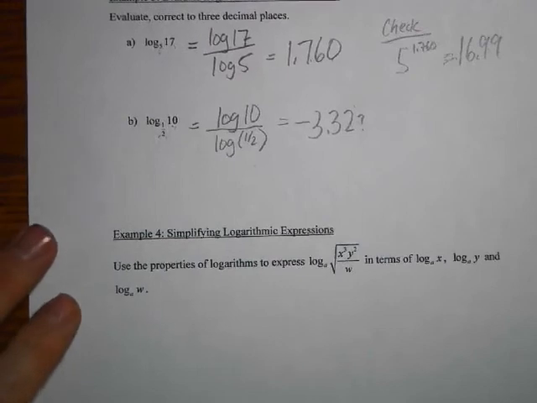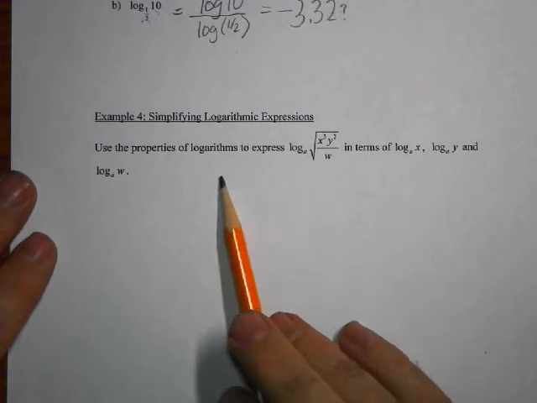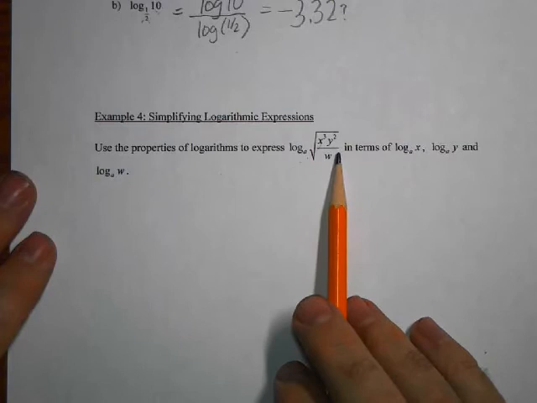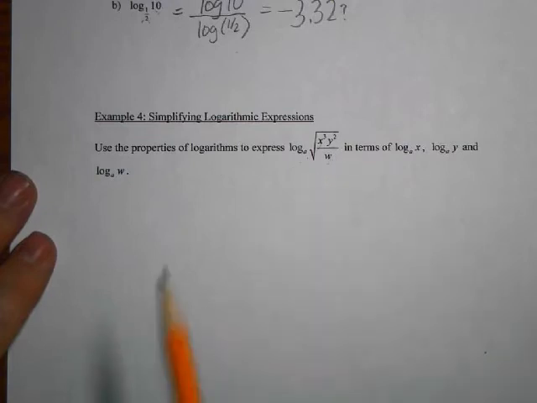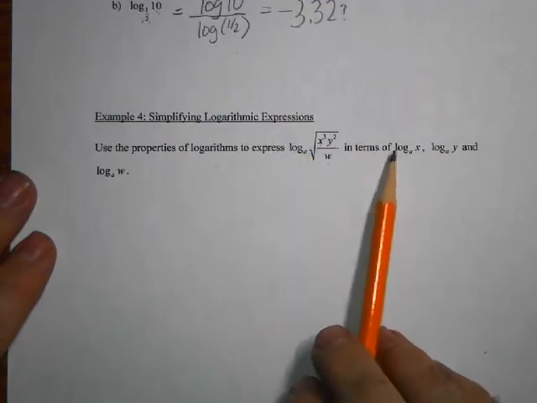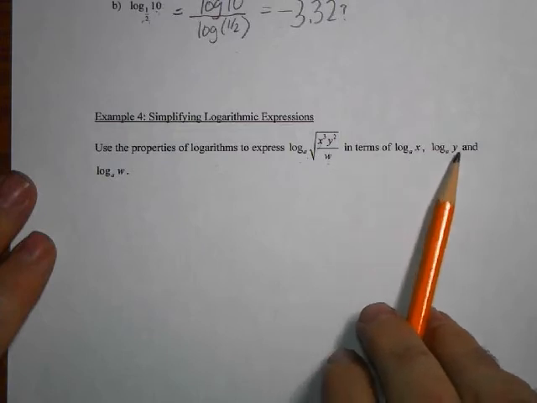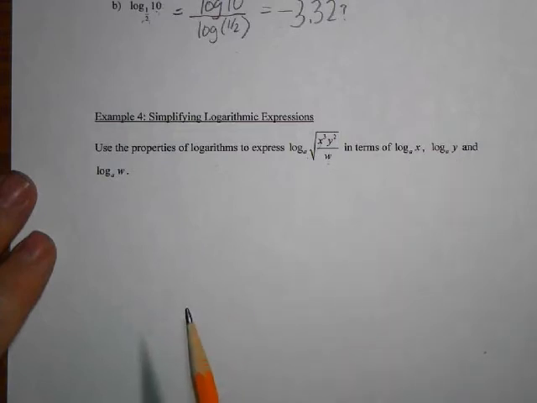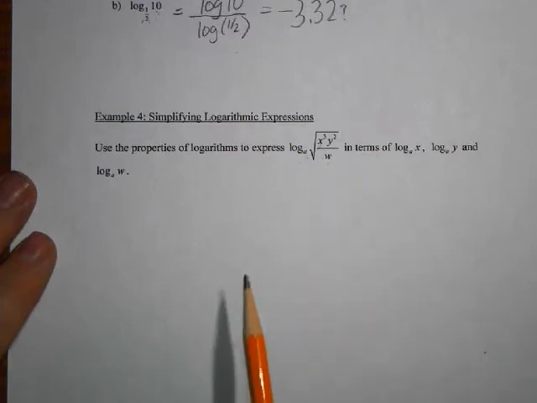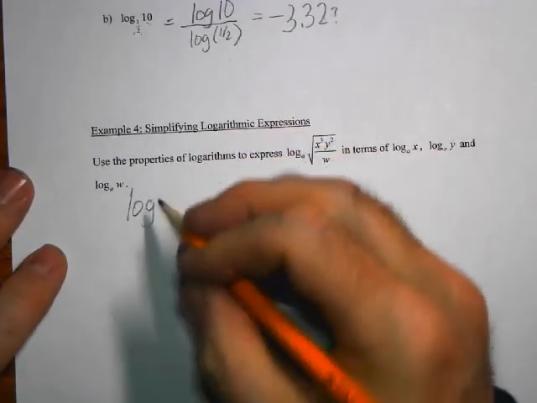Okay, this last question here. We have a fairly complex looking logarithm. We have logarithm base a of the square root of x cubed y squared over w. We want to use the properties we've learned this lesson to break this down into individual logs for log x, log y, and log w. Okay, so it can look a little overwhelming at first. We'll just break it down piece by piece, and you'll see that it's not overly difficult.